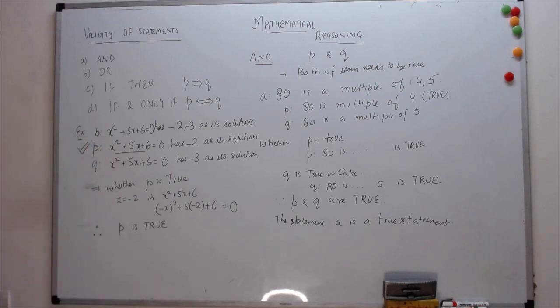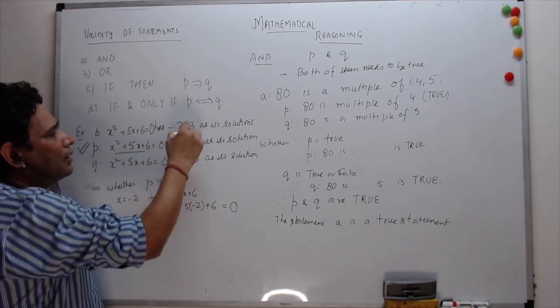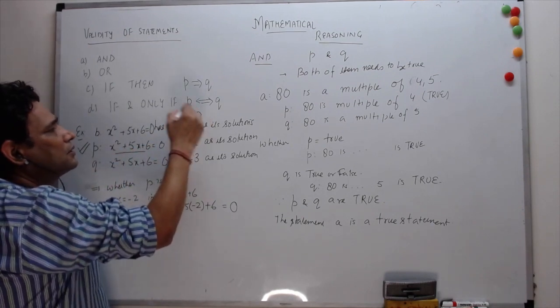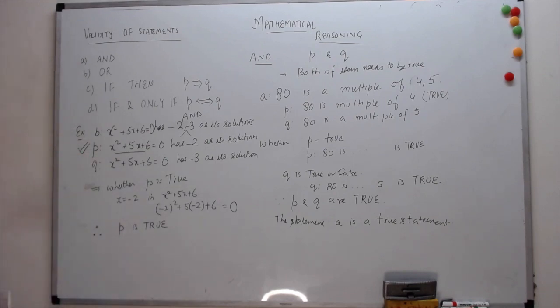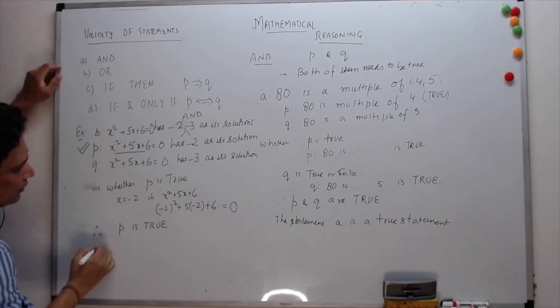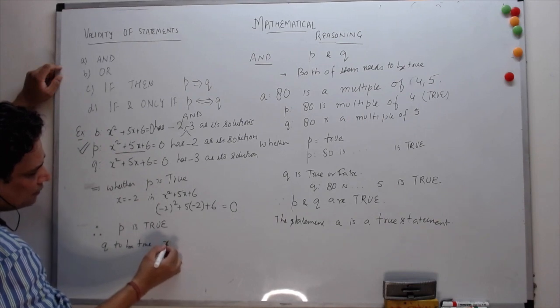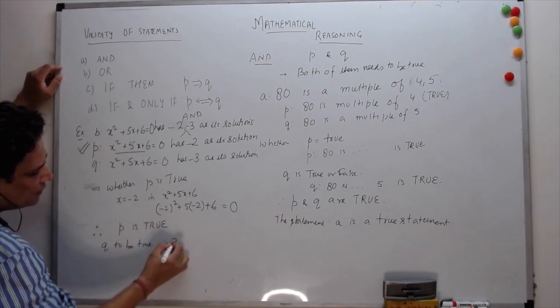But we are not done yet, because what it is actually implying is that there is a hidden AND statement around it. Both of them need to be true; only then can this entire statement be considered true. So again, for Q to be true, x equals negative 3 should be a solution.